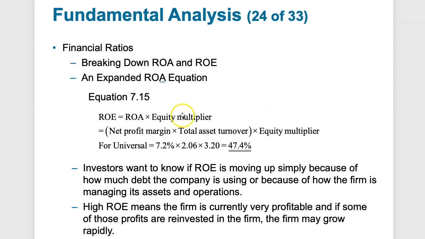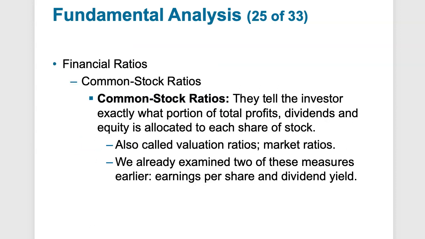And we like the answer to be that we're utilizing the assets more efficiently and the operations more efficiently, which is the main driver of the return on equity, not that the company is just borrowing more money, because borrowing more money does come with a risk. What we like better is that the profits are reinvested in the firm, and the firm grows more rapidly from those profits. Okay, so let's look at the common stock ratios. This is what investors are going to use to get a better idea of profits, dividends, and equity in relationship to the stock.